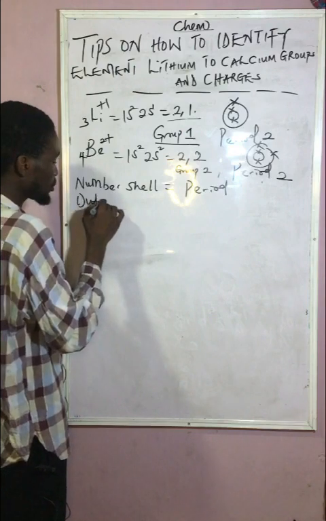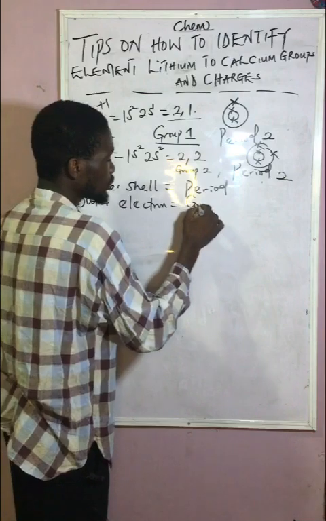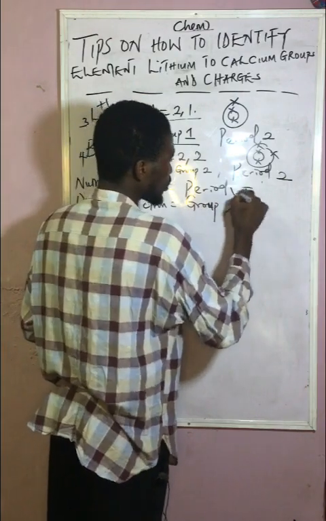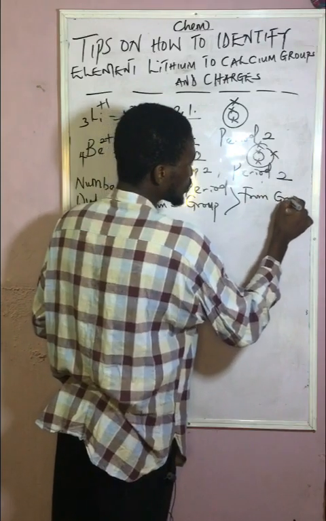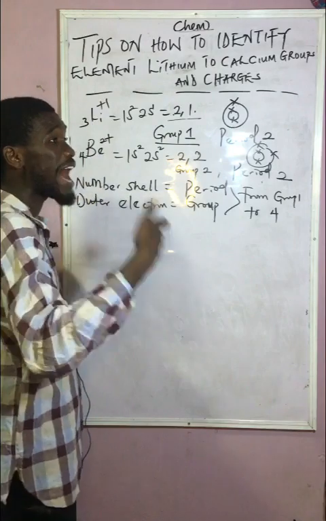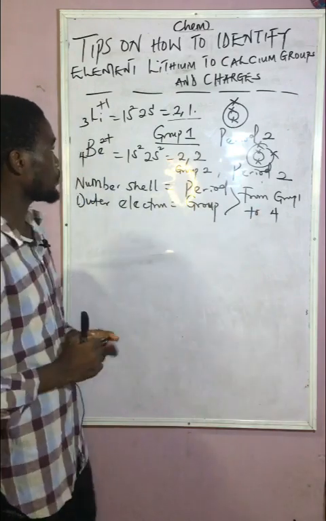Outer electron equal to group, from group 1 to 4. We have the formula from 5, 6, 7, and 8. So guys, I've picked 2 elements now.